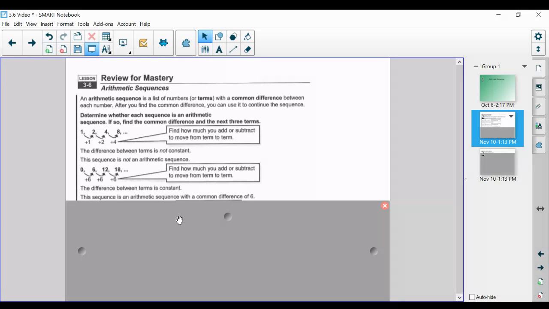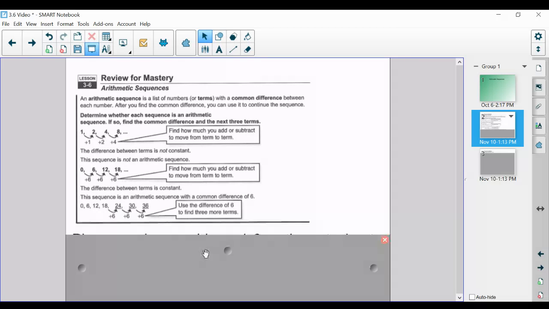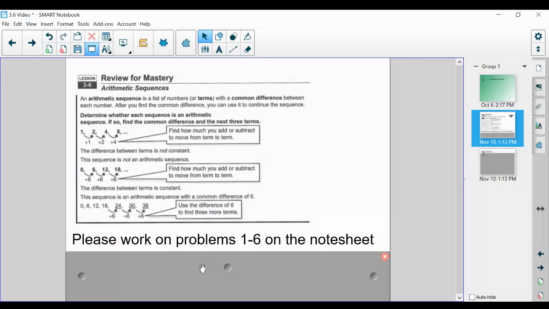And we can use that difference to find the next three values. Just like you would in an everyday scenario, without knowing about this specific arithmetic sequence, you would just add 6 each time. So 18 plus 6 is 24, 24 plus 6 is 30, 30 plus 6 is 36. Those would be your next three terms. Great job, folks. Please work on problems 1 through 6 on the guided note sheet and resume when you are ready to move on.